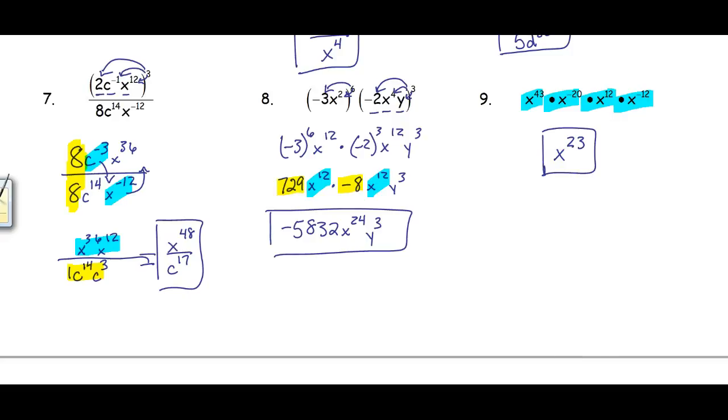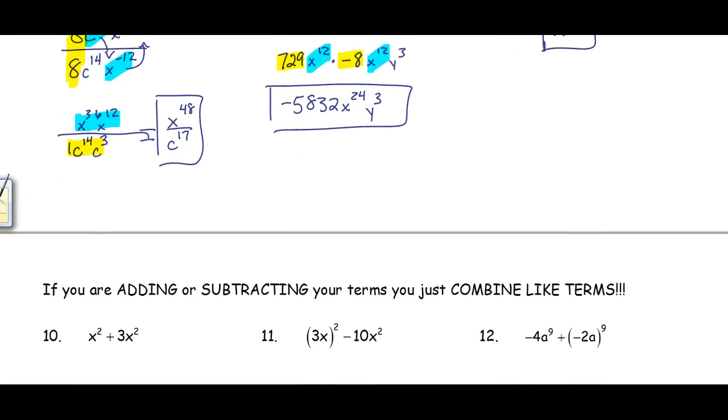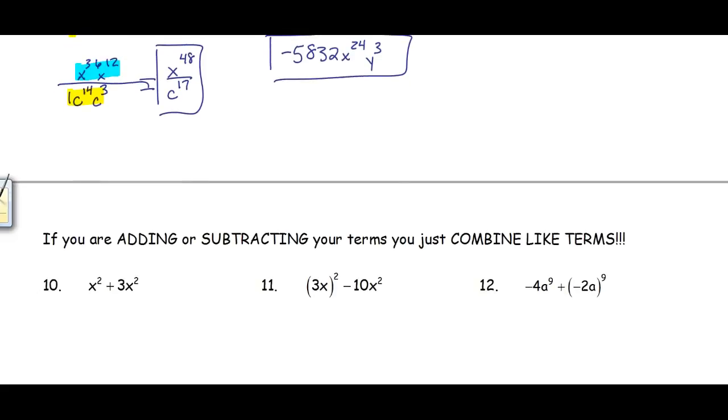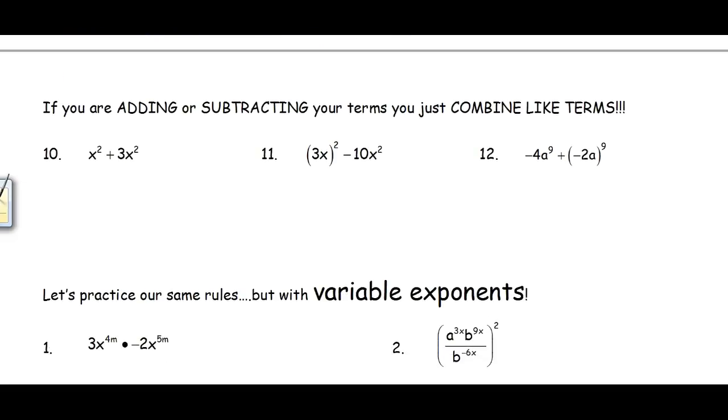All right, let's move on to the back page now. If you are adding or subtracting your terms, you just combine like terms. So remember, we have x squared and x squared. Those are like terms. So now you just got to add your x coefficients out front. 1 plus 3 is 4, so you get 4x squared.